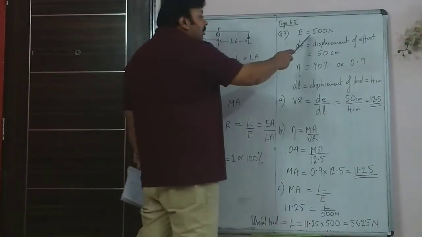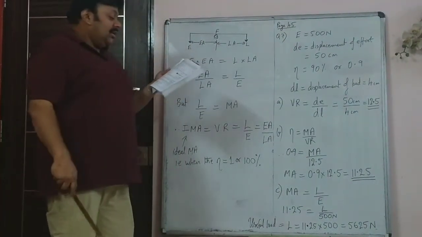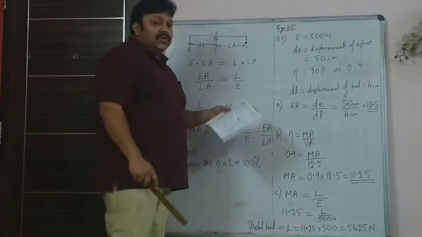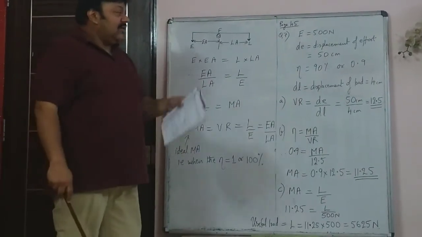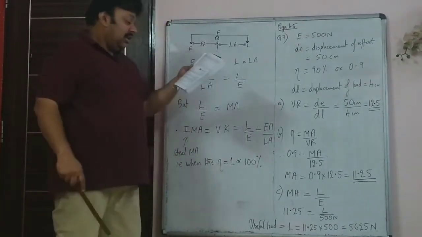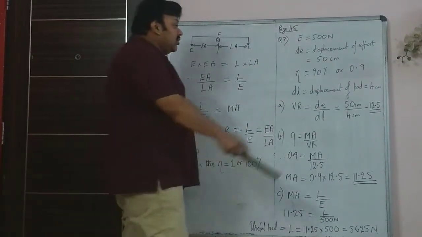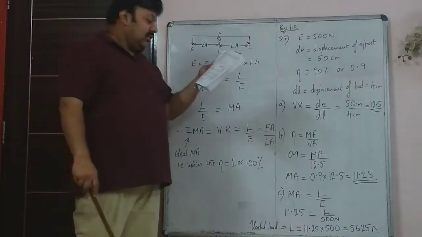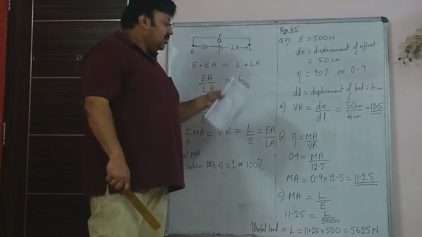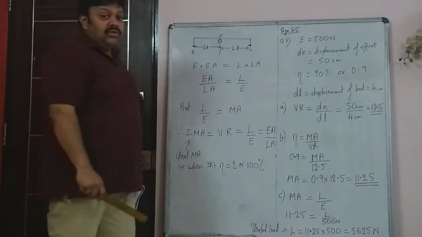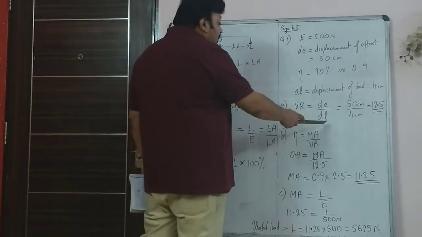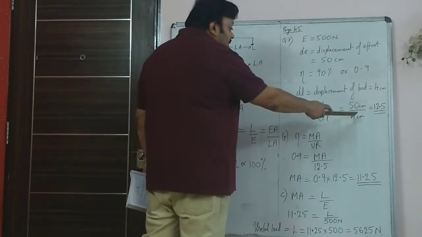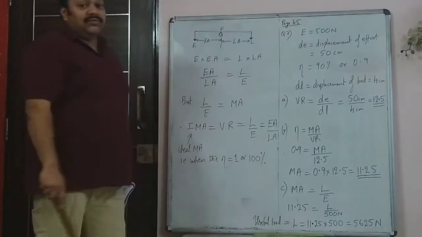So in this question, you have effort is 500 Newton. And the distance through which the effort moves is 50 centimeter. That means that is the displacement of effort. The efficiency of the machine is 90%, that is 0.9. And load moves through a distance of 4 centimeter. So that means the displacement of the load is 4 centimeter. So in that case, you are asked to find the velocity ratio. The velocity ratio is dE by dL. So dE is 50 and dL is 4. So 50 upon 4, that is 12.5.